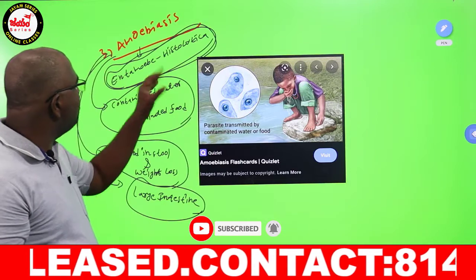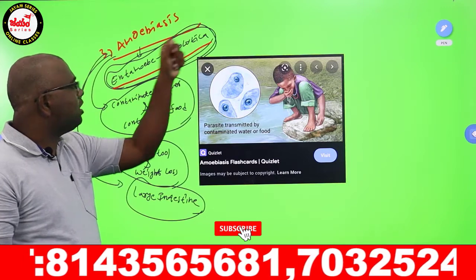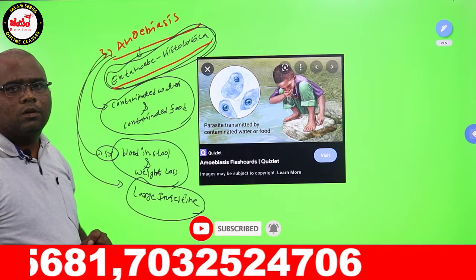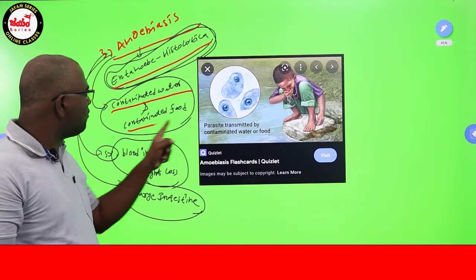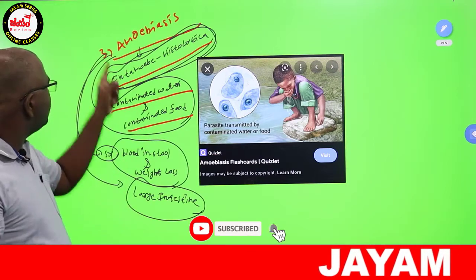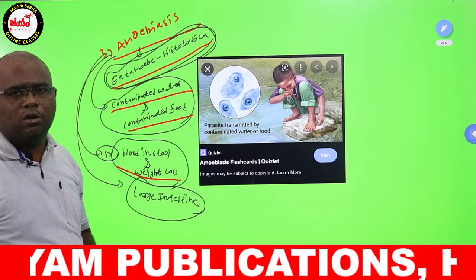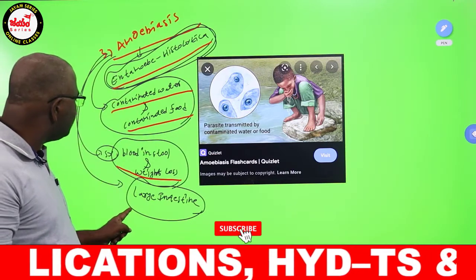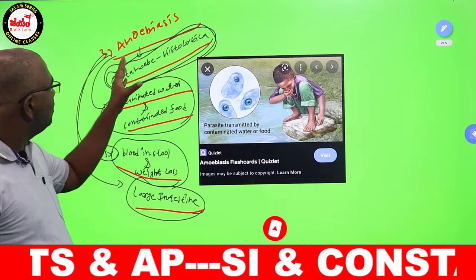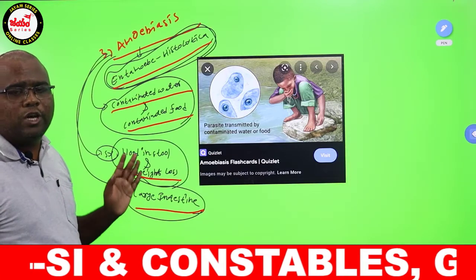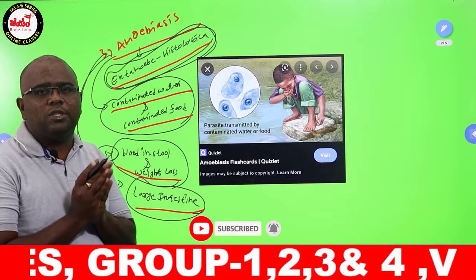Once again, I am explaining amoebiasis. Amoebiasis is caused by Entamoeba histolytica protozoan. It is caused by drinking contaminated water and eating contaminated food. The symptoms are blood in stool and weight loss. It infects the large intestine. This is the protozoan disease. Of the four protozoan diseases, three are completed.